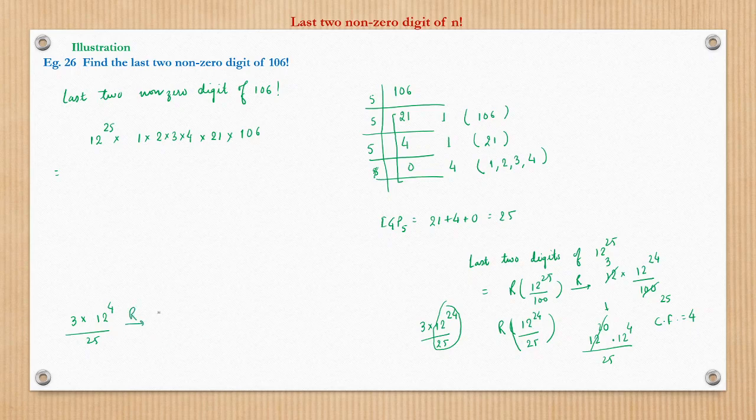Now see, 12 square is 144, right? So 144 would give a remainder of minus 6, because 144 by 25, 25 sixes are 150. So this will give minus 6 as a remainder, and another 12 square will give another minus 6. Further, the remainder will be nothing but 36 into 3, 108. 108 upon 25, so the remainder is nothing but 8, right?